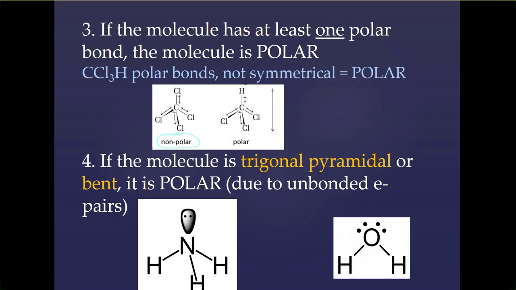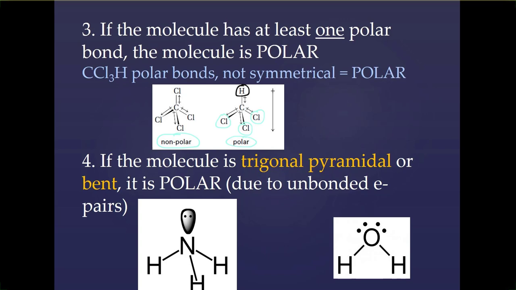Look at this next example. We have everything the same until we get to the hydrogen. And because the hydrogen-carbon bond is different than the carbon-chlorine bond, this is not symmetrical and it will be polar. Again, it's polar because it's different. We have a different bond all the way around. So you can just look at that central atom. If there's anything different, you automatically know that it's going to be polar.